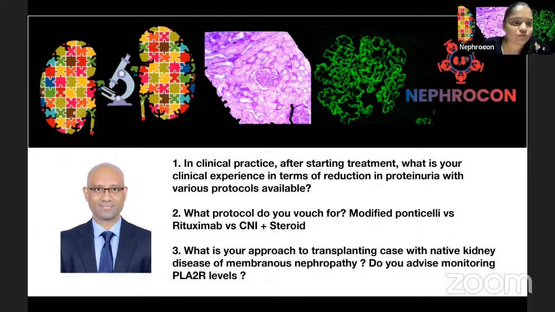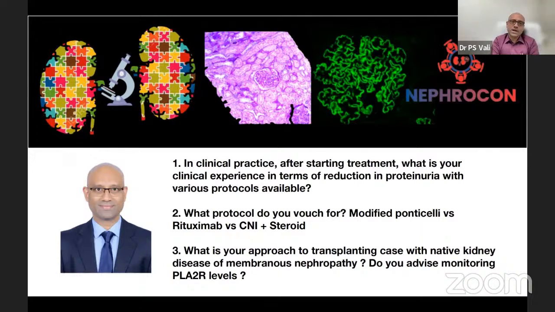rituximab, you have also attempted to give another immunosuppression because proteinuria is not coming down, or any of? Yeah, in those patients, I follow the STARMEN trial. The STARMEN trial says that after giving rituximab, if at all you feel that the patient is not having a satisfactory reduction, you can add a small dose of tacrolimus.